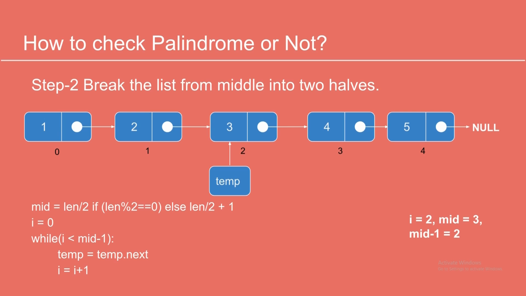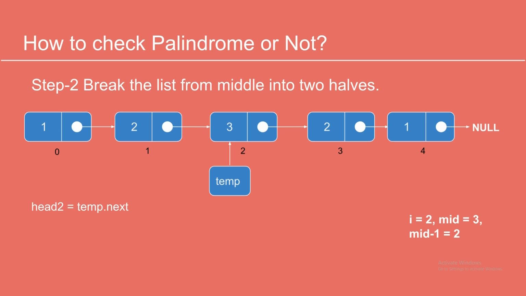Now we have reached the node at index 2, so the next step is to create a head2 reference and assign temp.next to it, that is node at index 3. And then we will break the list by changing temp.next is equal to none. So now we have broken the list into two halves.